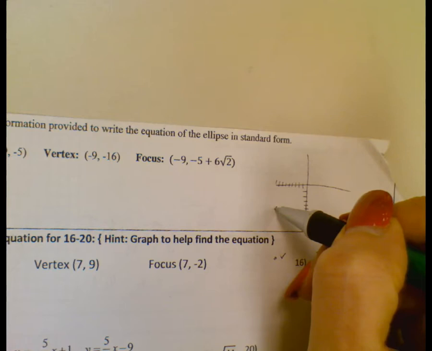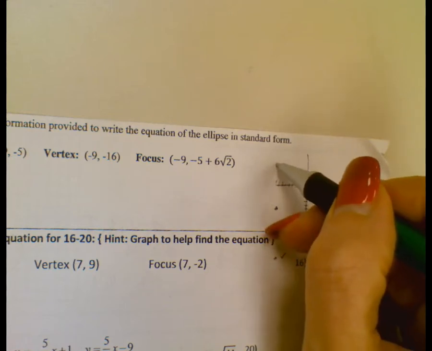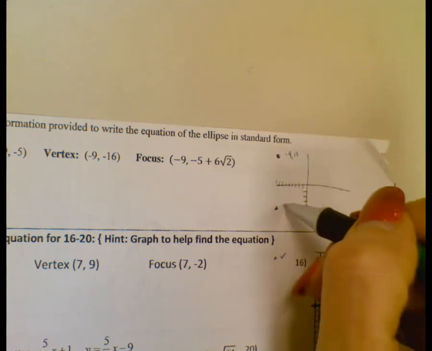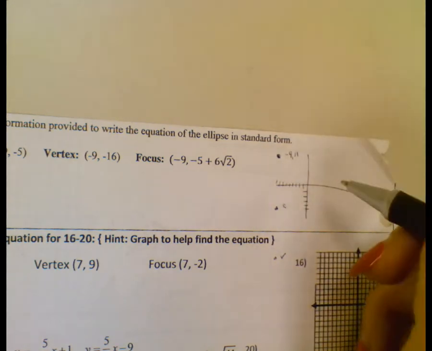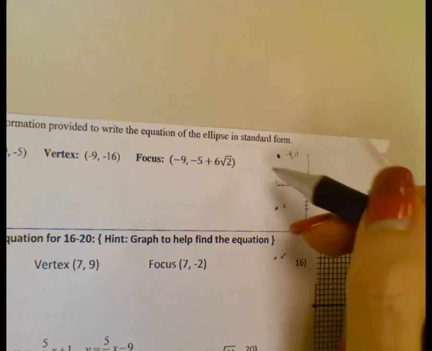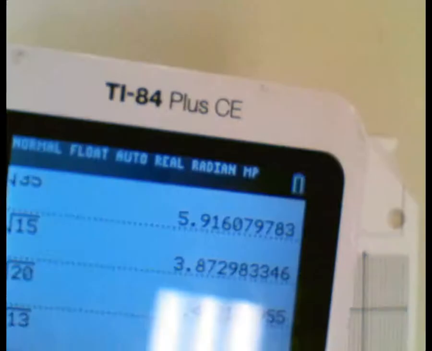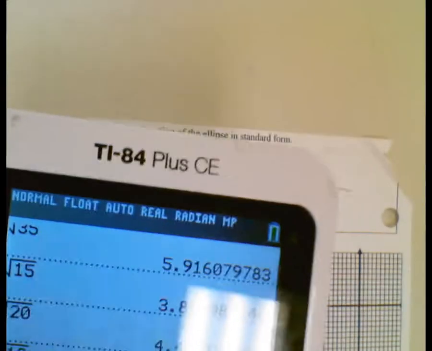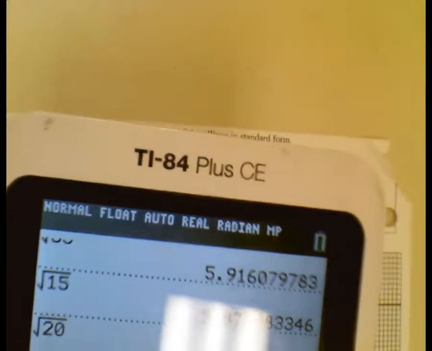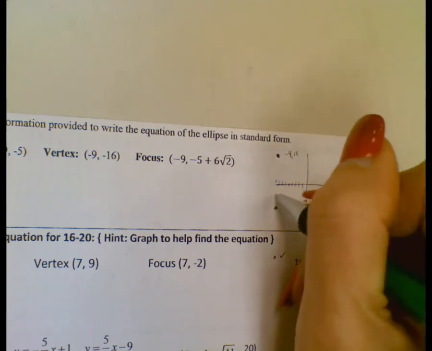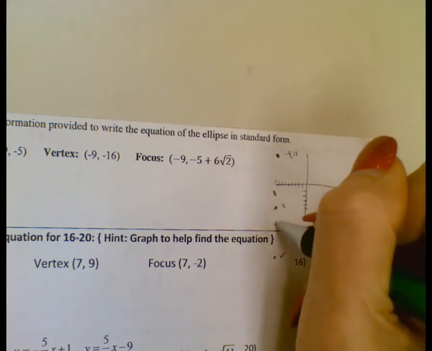So if you go 11 the other way, there's 5, 2, 3, 4, 5, 6. You would have another vertex up here at negative 9, 11. Okay? So that's a vertex. And your focus is also on that line. Negative 5 plus 6 square root of 2. That's about 3.5. So your focus is about 3.5, which is like right here. Your focus is inside here.